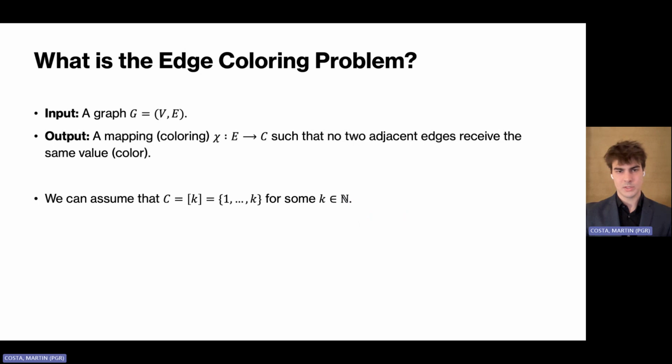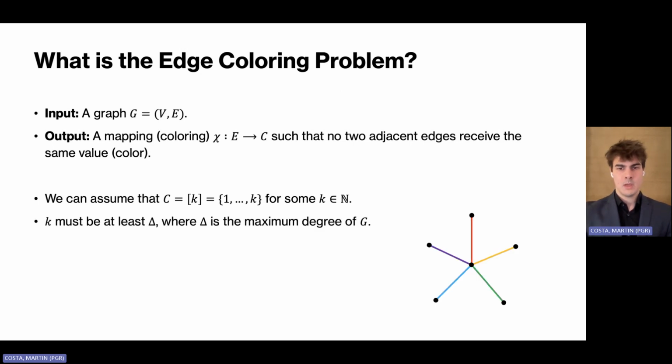Now we can assume without loss of generality that the range of this function is just integers from 1 to some integer k. And we can notice that the amount of colors required is always going to be at least the maximum degree of the graph. This is just because if we take some node of max degree, all of the edges incident upon this node are going to have to receive different colors, right? So we always require at least delta colors for any coloring of a graph that we produce.